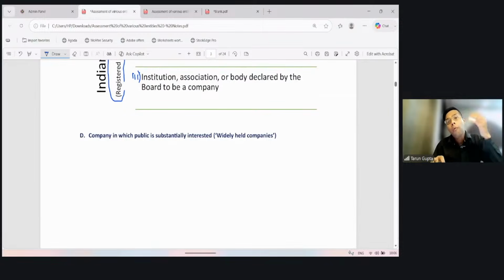Now, there's also one category. A domestic company can further be divided into a closely held company or a widely held company. This category, closely held or widely held, is applicable only to domestic companies. Okay. So, closely held company means a company in which public is not substantially interested. Widely held company means a company in which public is substantially interested.